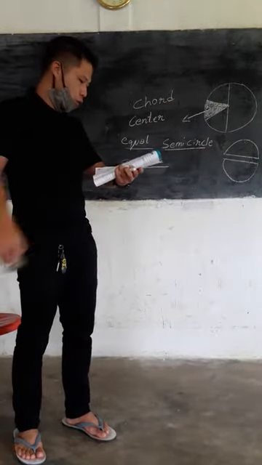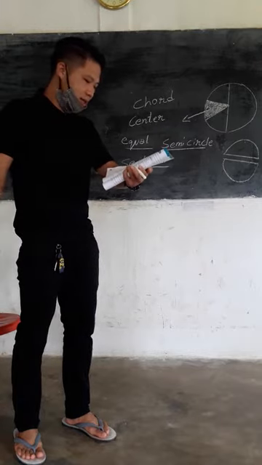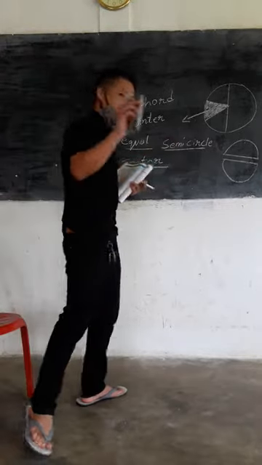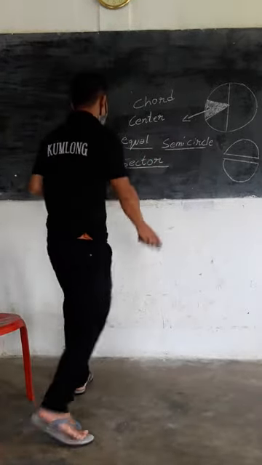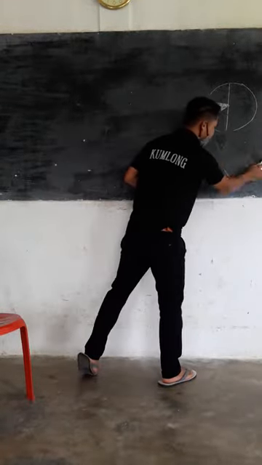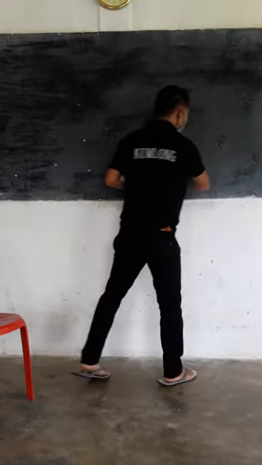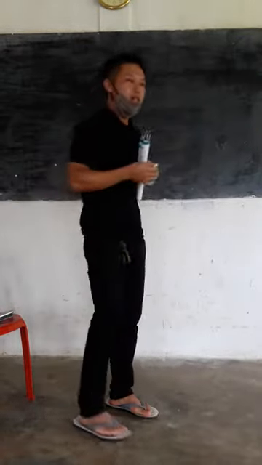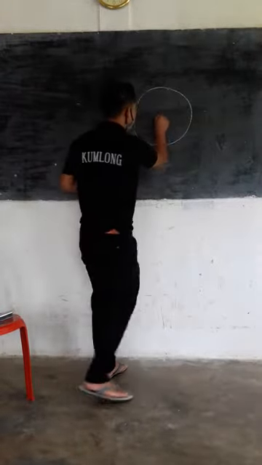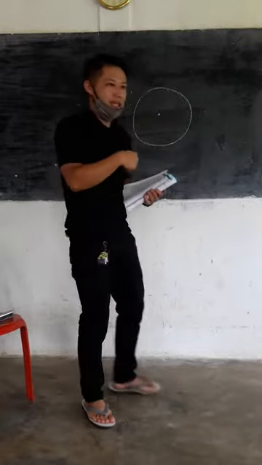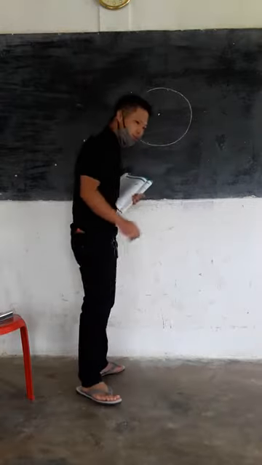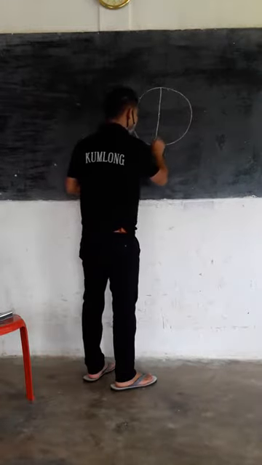True or false? A circle can have many radii and diameters. So the first question is true. In a circle, the question is saying that a circle can have many diameters and many radii. So it's true.